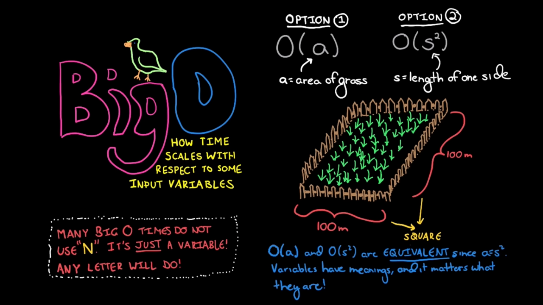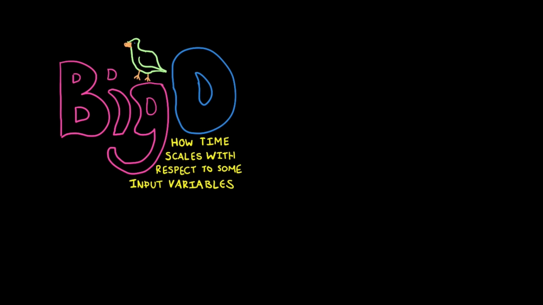Just like when you describe the area of a square, you could describe it as 25 or you could describe it as 5 squared. Just because it has a square doesn't make it bigger. So both are valid ways of describing the runtime. It just depends on what might be clearer for that problem. With that said, let me go on to four important rules to know with Big O.